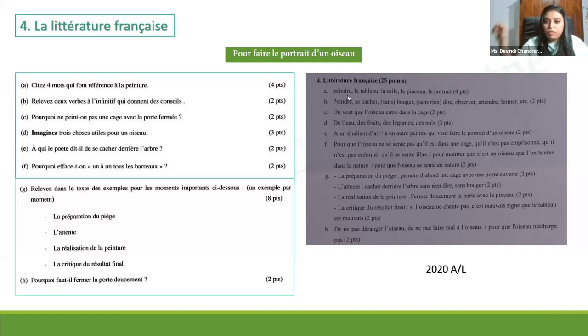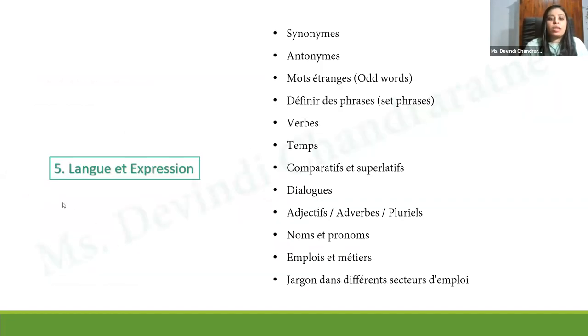I'm just putting the inverted commas. You know that inverted commas are like this in French. Peindre, la table, la toile, le pinceau, sont quatre mots qui font référence à la peinture, are four words which make reference to the painting. So you have written a completed sentence. Nobody can just judge you from that. So you have shown your colors there by making a complete sentence. It's a must to provide a complete sentence as A-level students. Remember that.